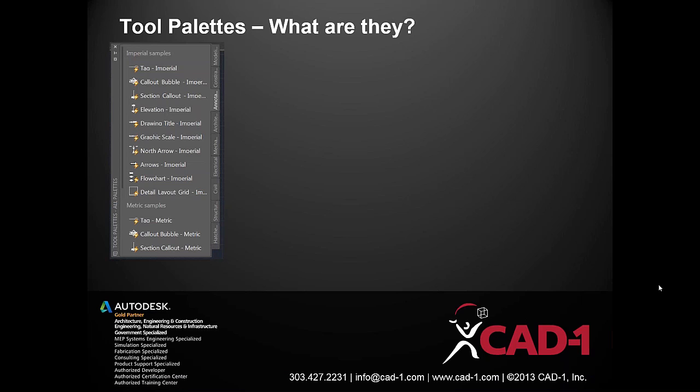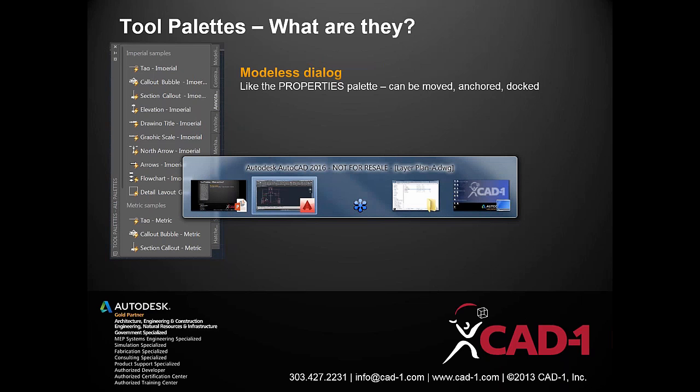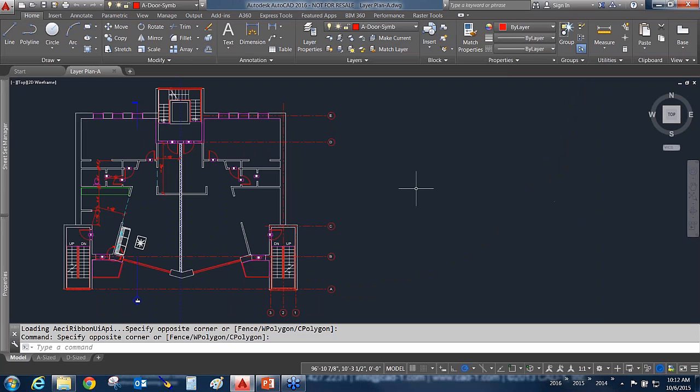Okay, so what are tool palettes? The first thing you need to know is, that's what they look like, but they're what are called modeless dialog boxes, which were introduced many years ago. They're like the properties palette, and a modeless dialog box is something that you can have anchored, docked on your screen, or put on another monitor if you've got dual monitors. So I'm going to switch over to AutoCAD right now just to show you what they are.